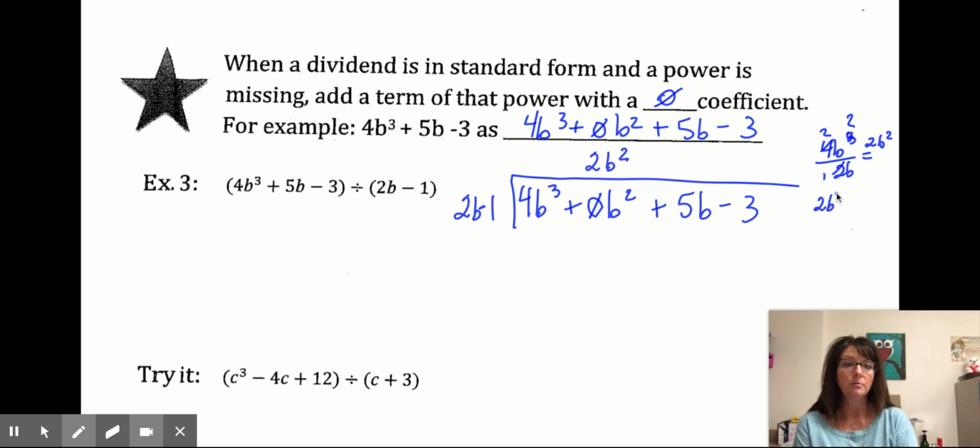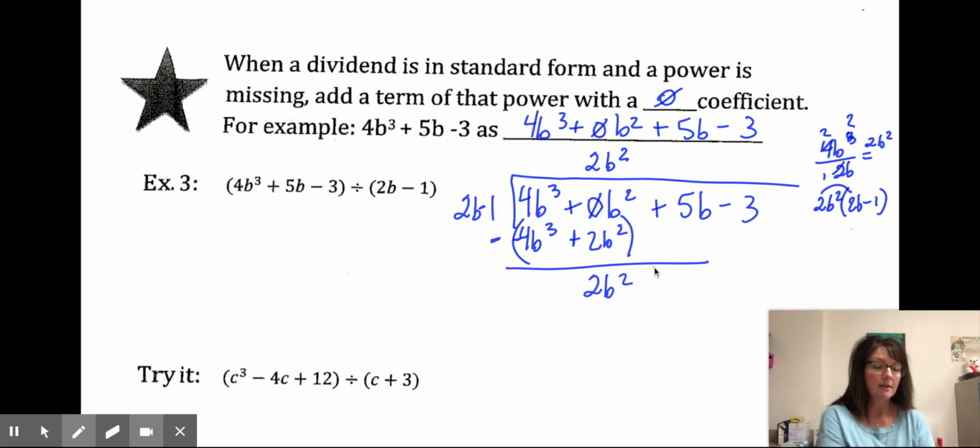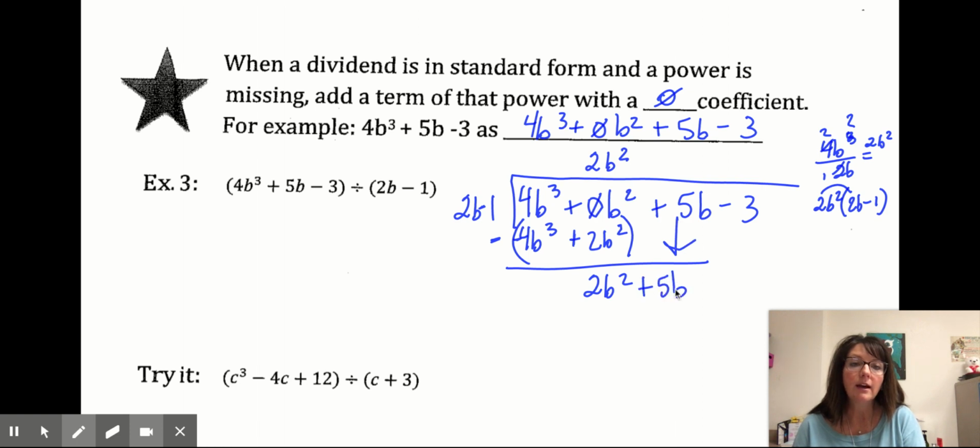Now we're taking our 2b squared times our 2b minus 1. So 2b squared times 2b would be 4b cubed, and then 2b squared times negative 1 is going to be minus 2b squared. But remember, we are subtracting this whole thing. So this becomes subtraction, and then this will become addition. So when we combine these, we'll get a positive 2b squared. And then we want to, in this case, just bring down the very next term, which is plus 5b.